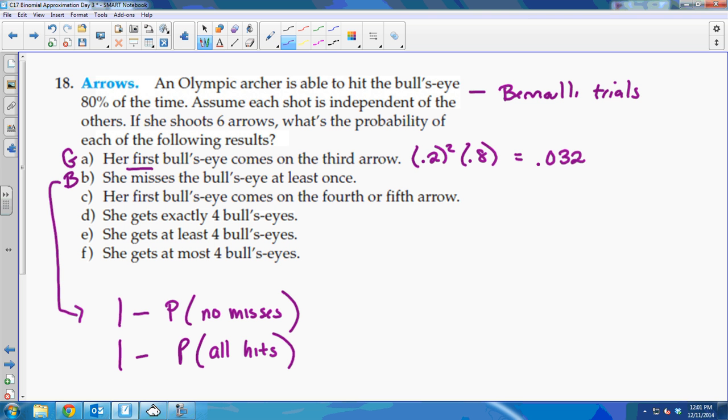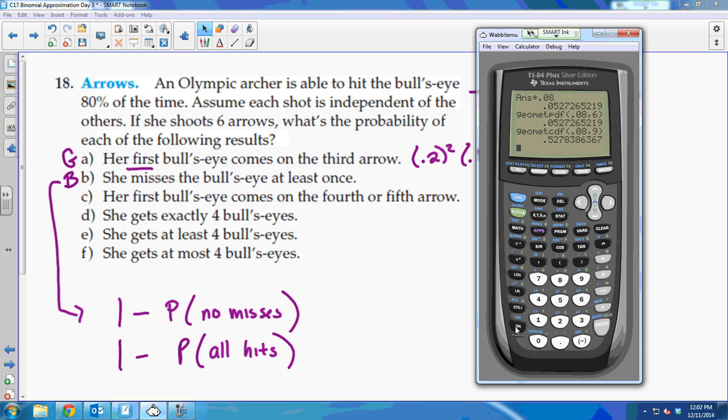CDF is going to add them up. It adds up from the bottom: 0, 1, 2, 3, 4, 5, 6, whatever number you put in, it's going to add from 0 to that number. So, in this case, we're doing 1 minus no misses. If I want to do this in the calculator, just for example's sake, since it's no misses, that means you're getting all hits, right? So that means we're going to use CDF.